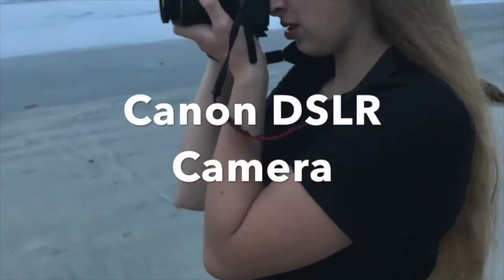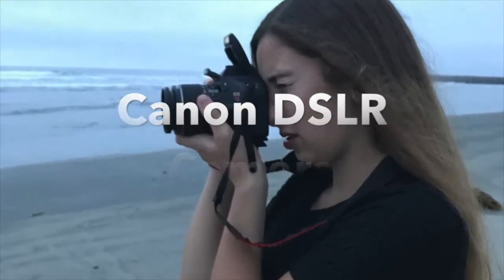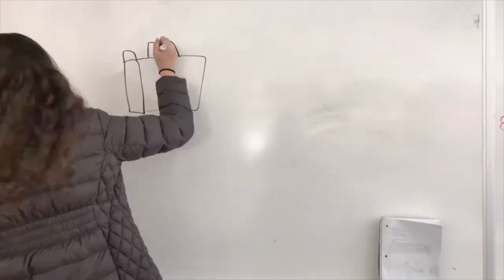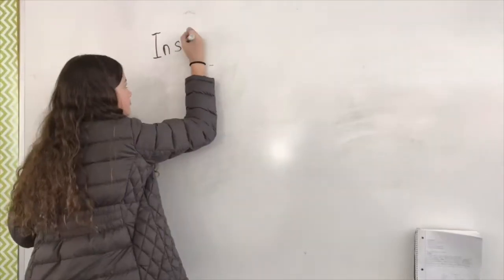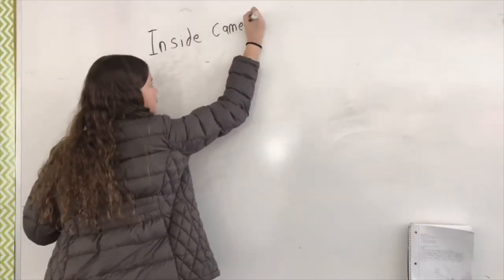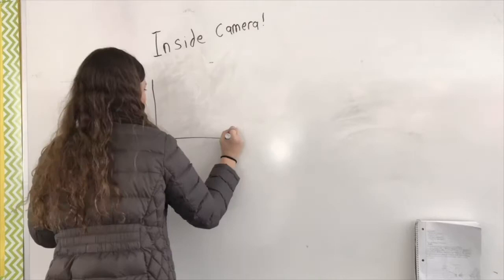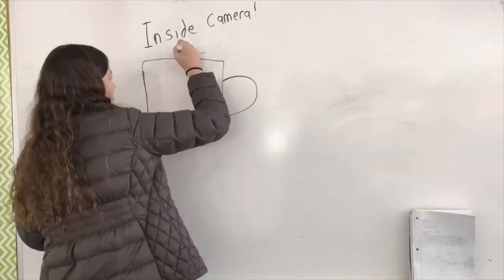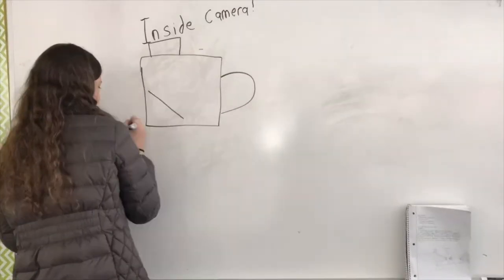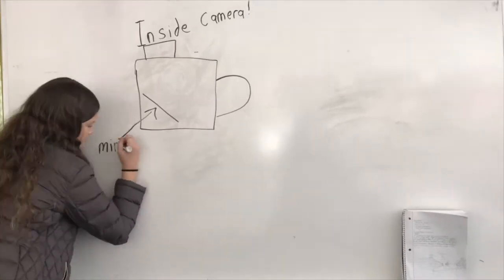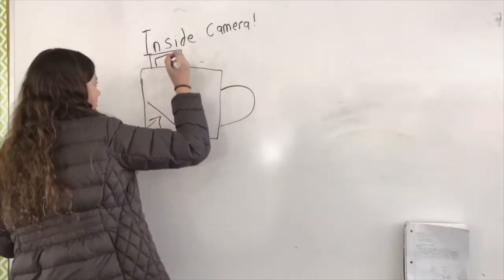The third camera we used is a Canon DSLR camera. DSLR stands for Digital Single Lens Reflex. How the camera works is, inside the camera is a single silver mirror. A little bit of light is allowed to pass through and reflected off the mirror into a pentaprism. From there, the pentaprism refracts light into the viewfinder to be able to see what you're taking a picture of.